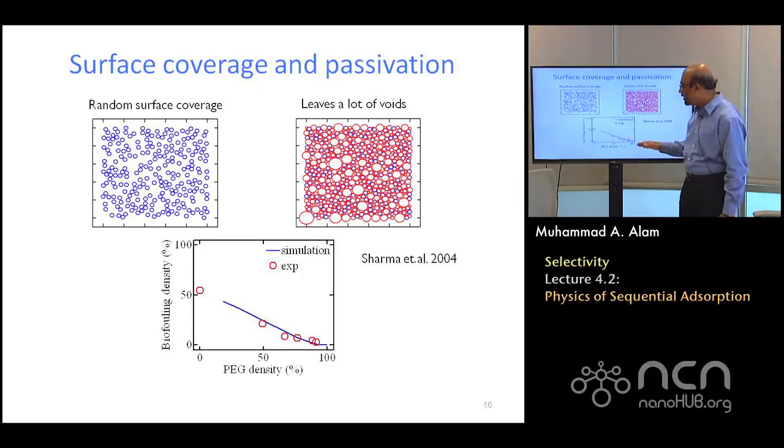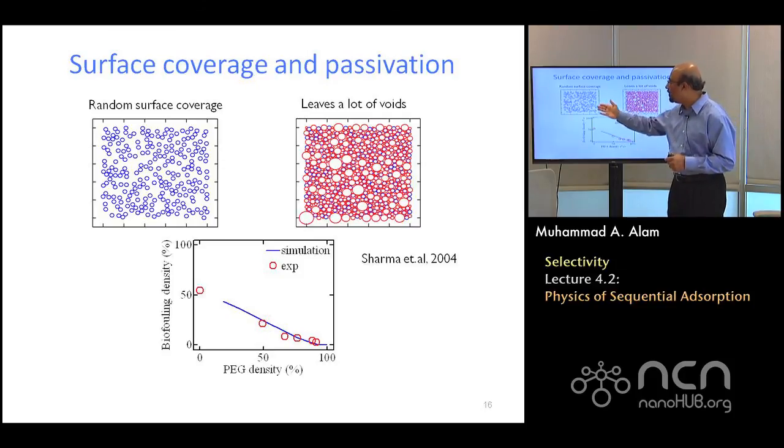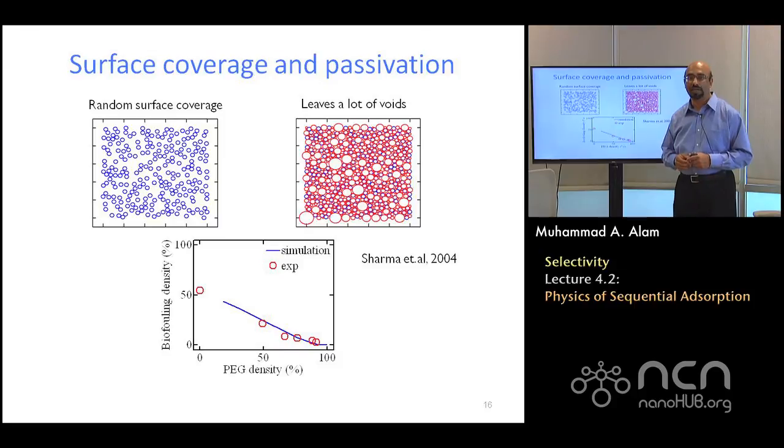And you can compare with experiment, for example, by incubating a surface with different polyethylene glycol, different target molecule, receptor molecules, and you can indeed show that the experiment and simulation are very close. That says that this is indeed a physical phenomenon, that leaving behind a lot of empty space when you're decorating the surface with receptor molecules is a fundamental problem associated with biosensors.